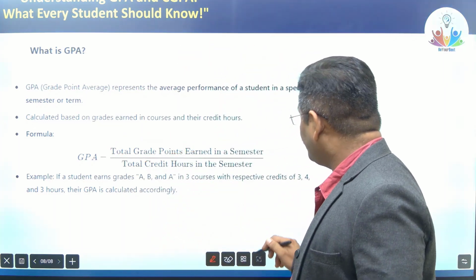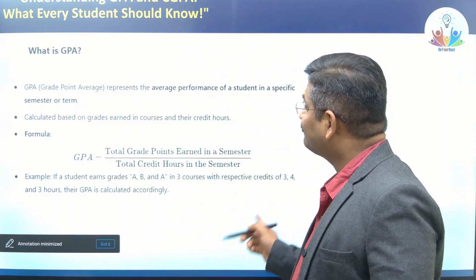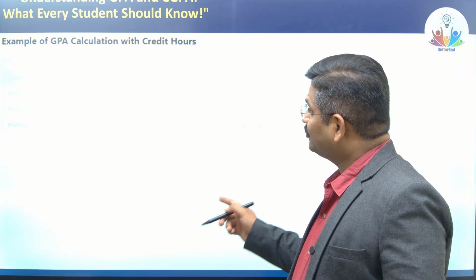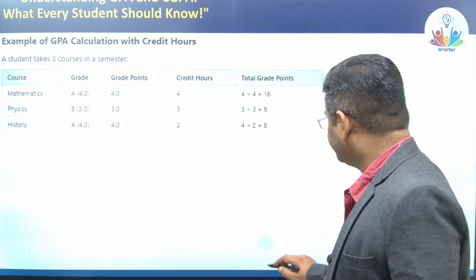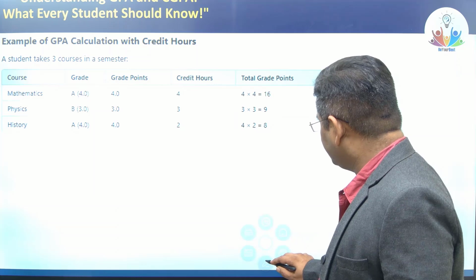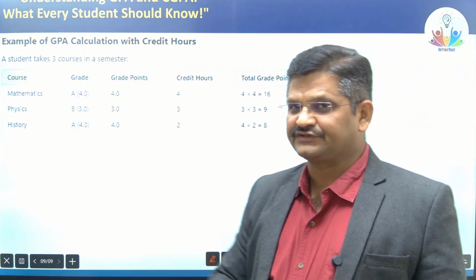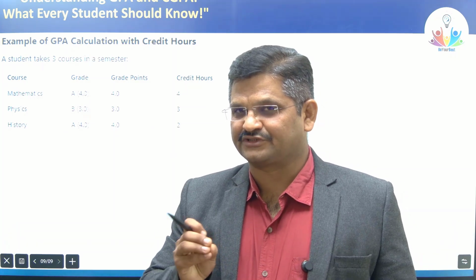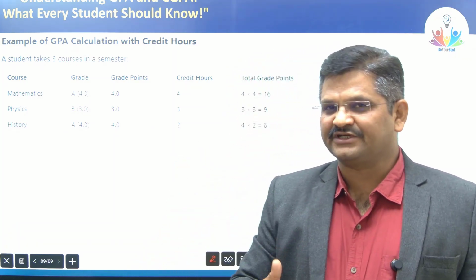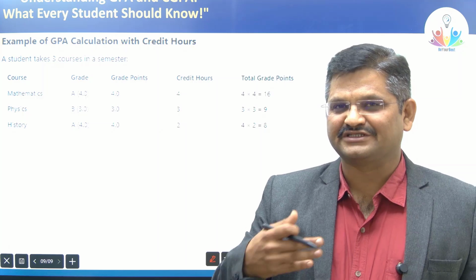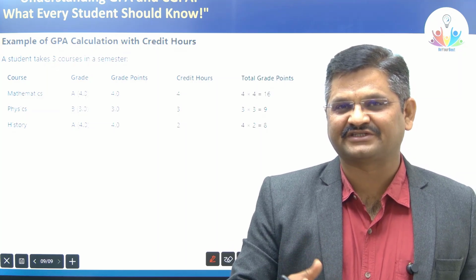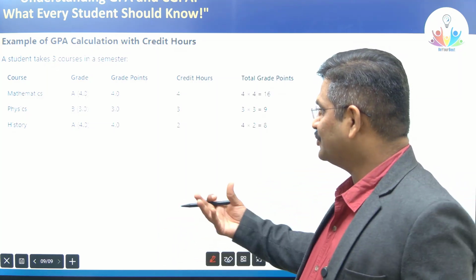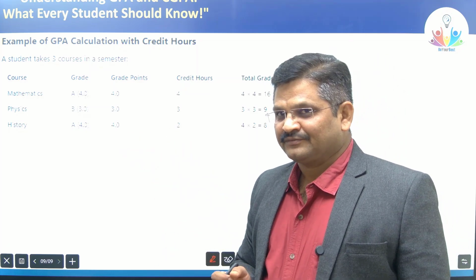We're going to try to understand GPA with the help of some examples. Now, take the example here. For practical purposes, consider a course or a semester. The semester has 2 or 3 subjects. I clearly mention one subject is mathematics, the next subject is physics, and the third subject we could classify as history.